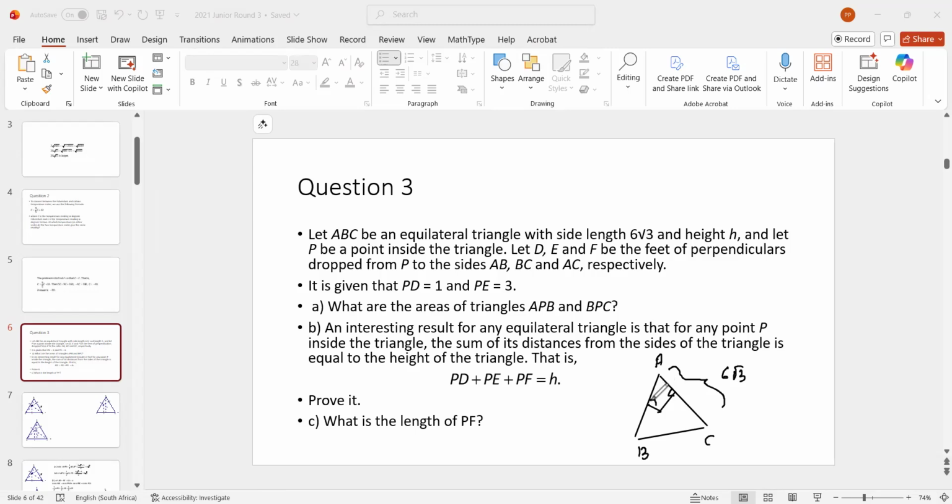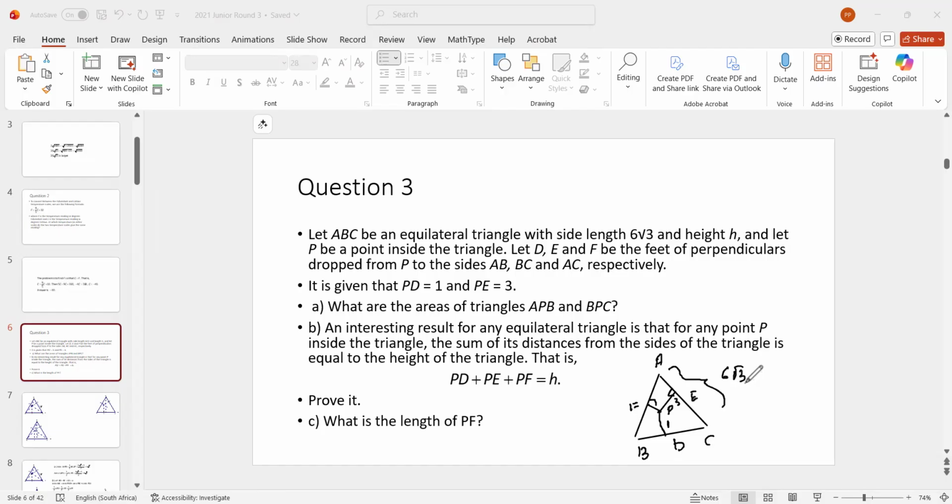And they also tell you that this is D, and this is E, and this is F, and this is the point P. And we are told that PD is equal to 1. So this perpendicular here is equal to 1, and PE is equal to 3. That perpendicular. Sorry, I'm squeezing this in, but I just want to get a feel of what this is all about.